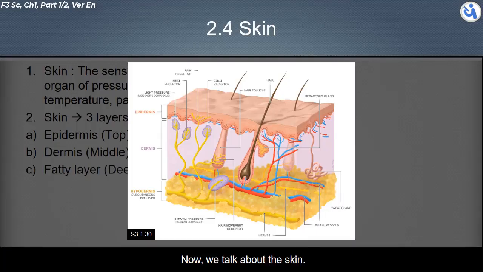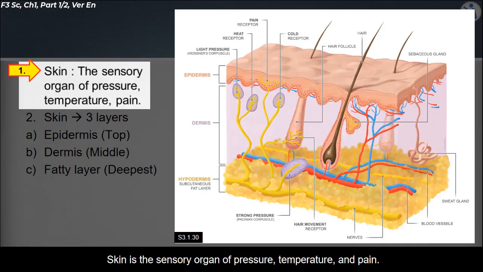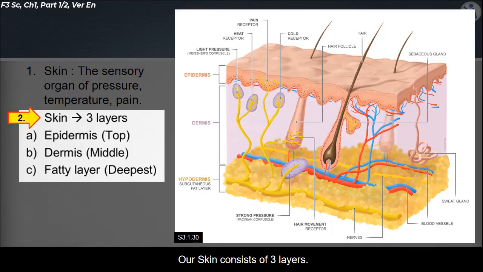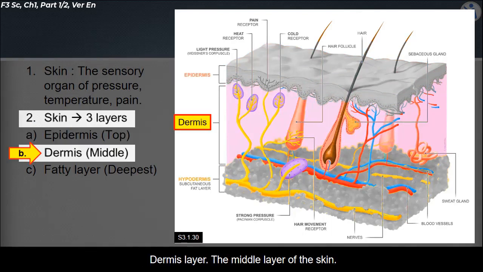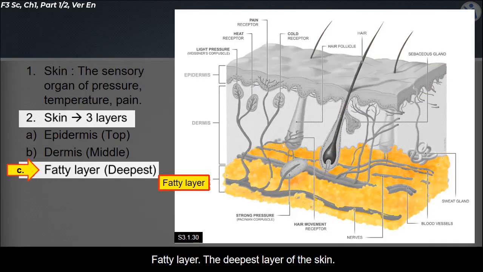Now, we talk about the skin. Skin is the sensory organ of pressure, temperature, and pain. Our skin consists of 3 layers. They are the epidermis layer, the top layer of the skin; the dermis layer, the middle layer of the skin; and the fatty layer, the deepest layer of the skin.